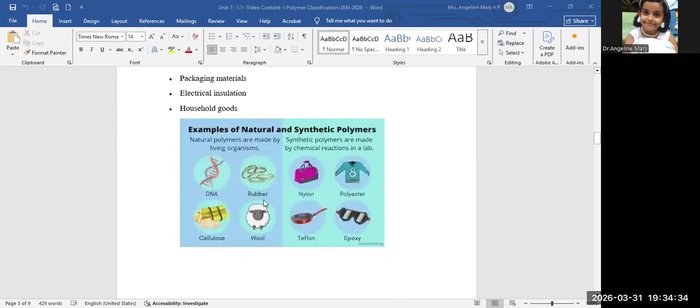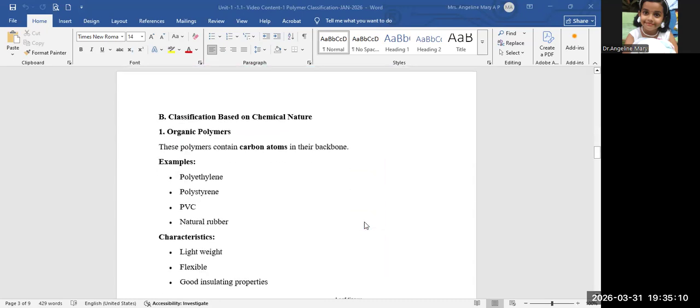Here some examples are given. DNA, rubber, starch, cellulose, wool, from plants and animals, are called natural polymers. Synthetic polymers are man-made products, made by adding chemicals or carrying out chemical reactions on natural polymers, converting them into a product called a synthetic or man-made product. Under this category, nylon, polyesters, Teflon, epoxy are some examples of synthetic polymers.